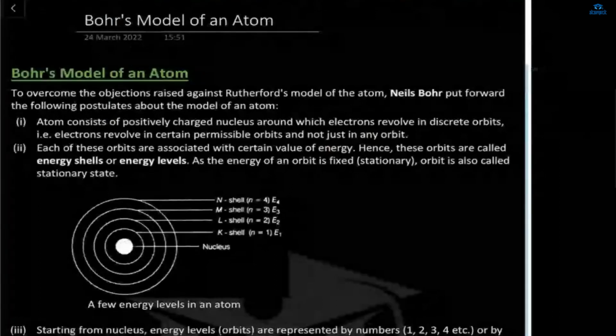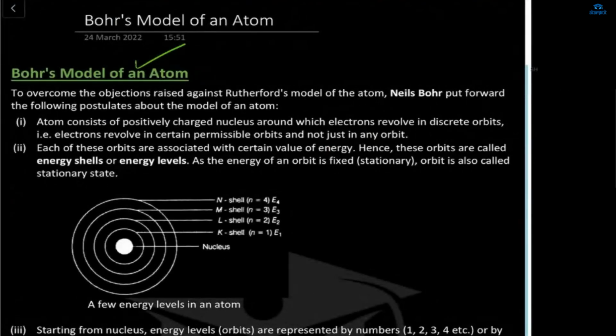So, any idea about this model? Here, this is my nucleus. We all know this is our nucleus, and what is around the nucleus? All are the orbits. K orbit, L orbit, M and N orbit, right? We already know K, L, M, N.